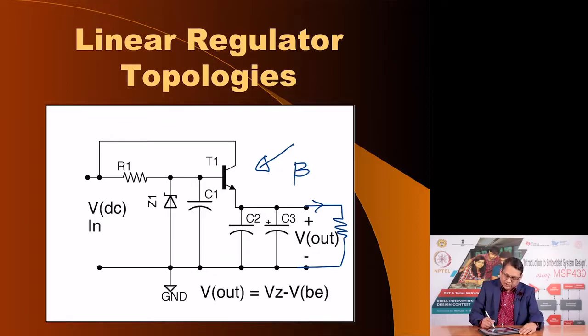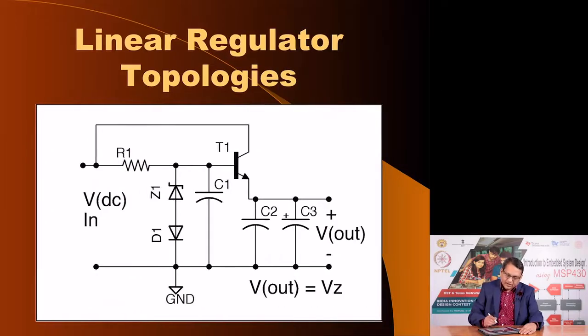However, the output voltage is no longer equal to the Zener voltage, it is equal to the Zener voltage minus the voltage drop across the VBE of the series pass transistor. This can be easily compensated by adding a normal diode in forward bias, so that now the output voltage is equal to the Zener voltage. This power supply still has problems.